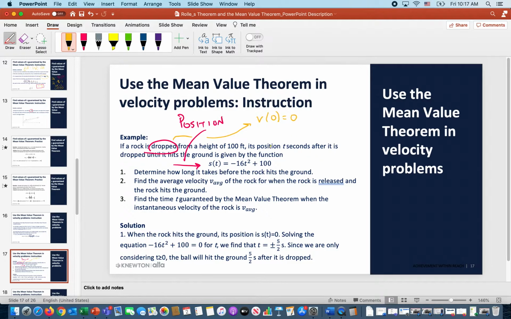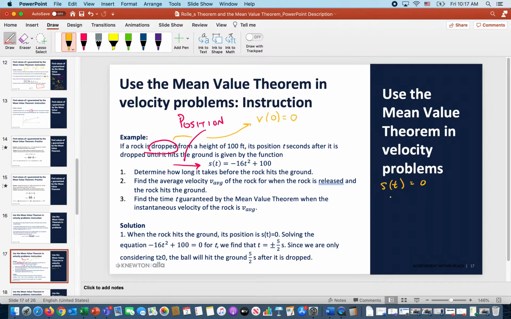When I drop something, I'm just letting go. So to begin with, there's no force given to it. The object simply starts from 0. We want to know how long does it take this rock to hit the ground. So in other words, I want to know when is the position equal to 0.